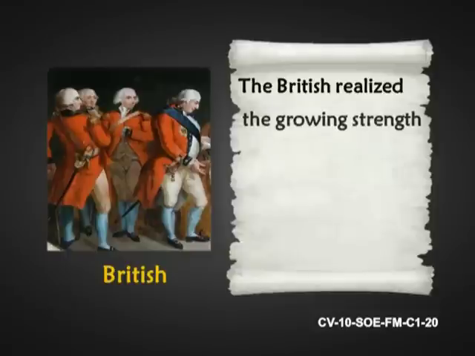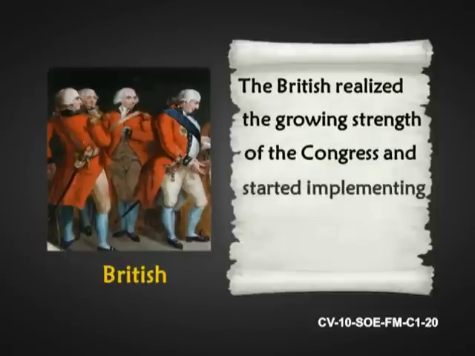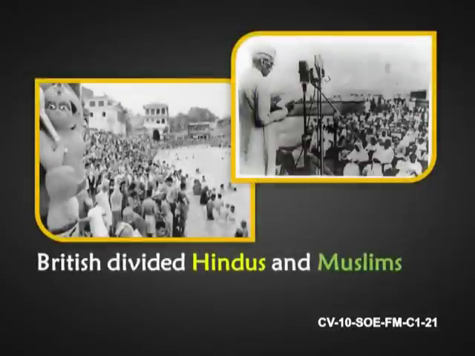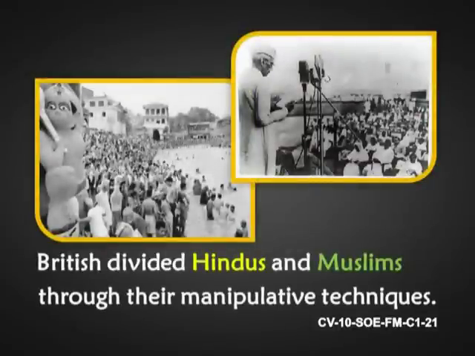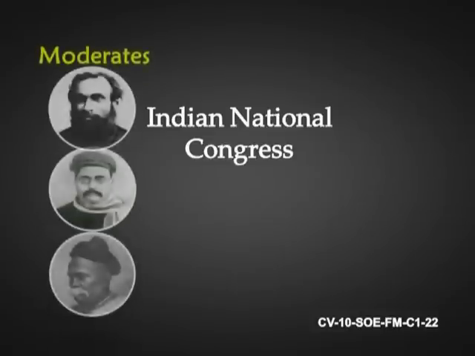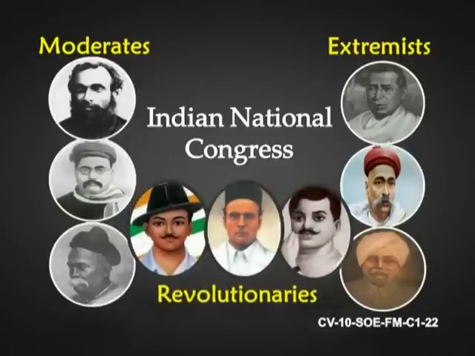The British realized the growing strength of the Congress and started implementing their divide and rule policy. The British divided Hindus and Muslims through their manipulative techniques. In spite of this, the Indian National Congress was able to formulate positive plans of action related to national issues. By the end of the 19th century, differences surfaced in the Indian National Congress. Based on the plan of action, beliefs and type of struggle adopted by them, they were identified as moderates, extremists and revolutionaries.